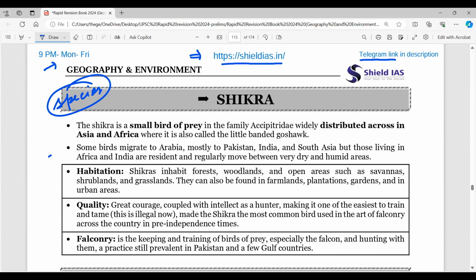So first we are talking about shikra, right? What is shikra? Basically, it's a small bird of prey distributed across Asia and Africa, and it's also called little banded goshawk. This is something which you should remember. Shikras inhabit forests, woodlands, and open areas like savannas. What is important here furthermore is that these small birds of prey mostly migrate from Arabia to Pakistan, India, and South Asia. So this is one important word here.